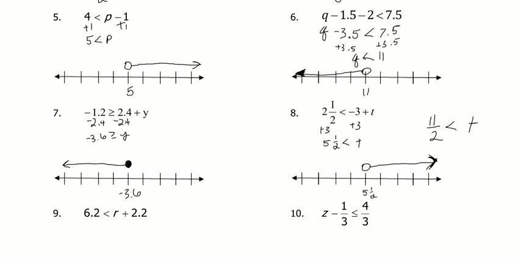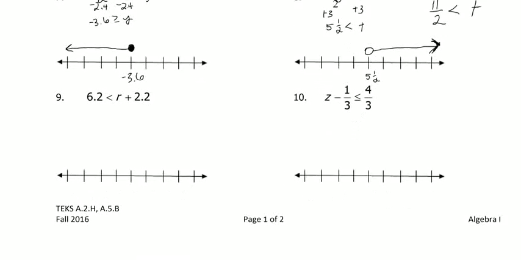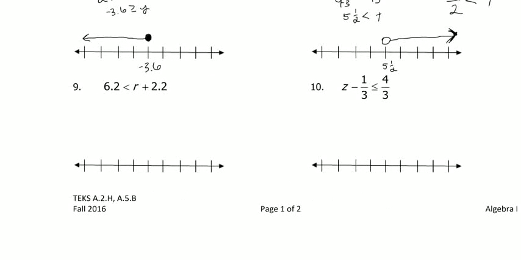Next up, we've got 6.2 less than r plus 2.2. Now, since this is asking me with decimals, I can respond with decimals. Minus 2.2, minus 2.2, that's going to be 4.0 less than r. So it's going to be 4.0, open dot, and r is greater, so r is everything to the right of that.